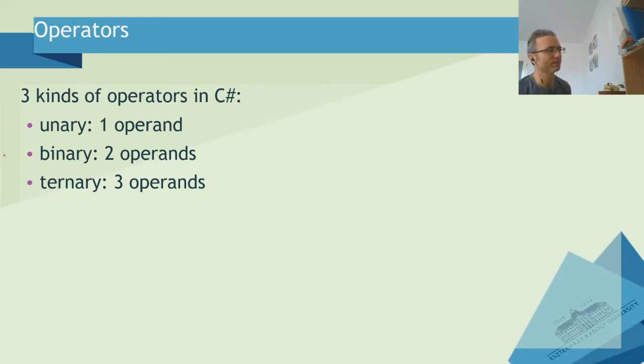I'm pretty sure you can tell me some unary operator you already used in C#. An operator with only one operand. So what do you think? Have you already used such an operator?